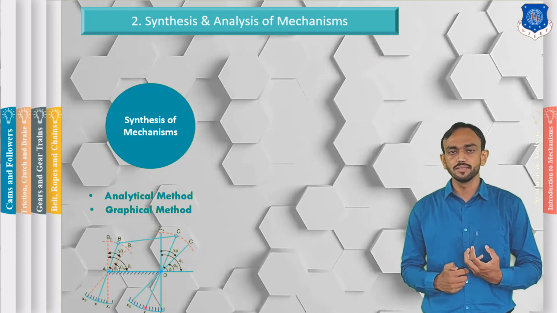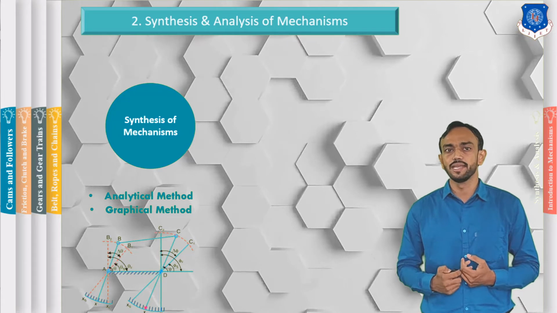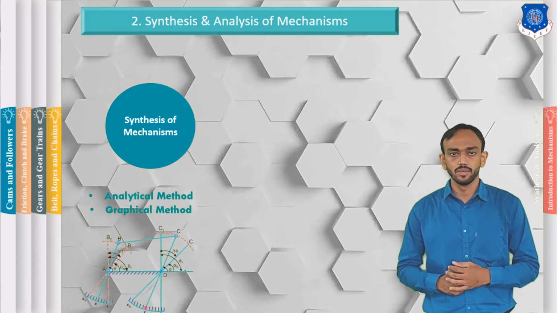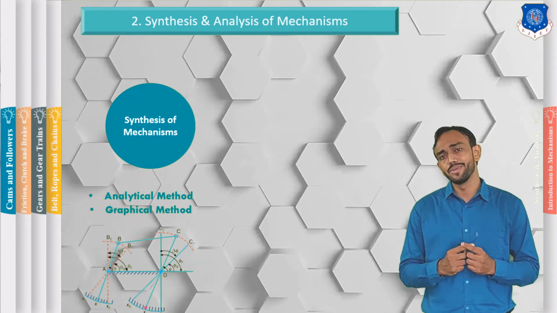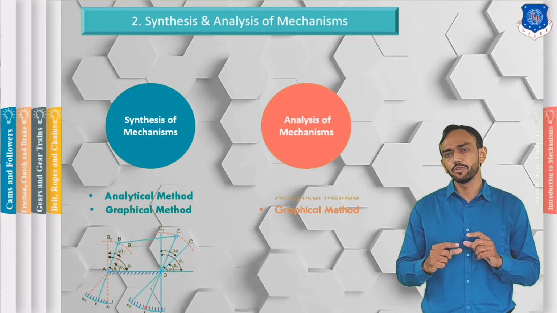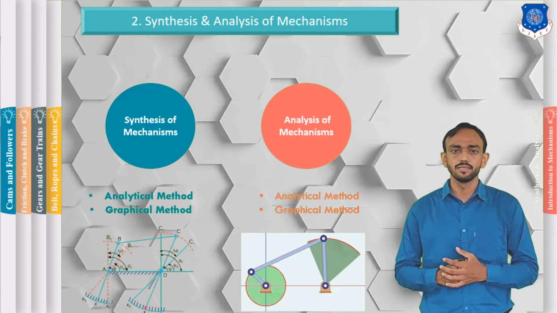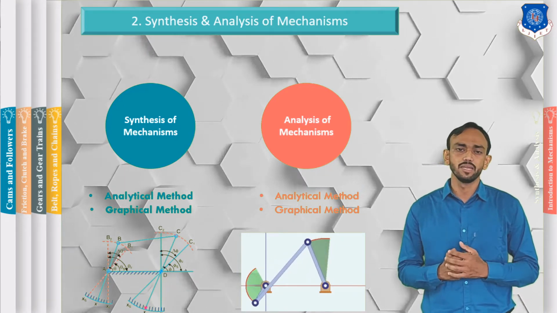So we are going to do synthesis of that mechanism and we will find the dimensions, the length of the links. There are two methods, analytical method and graphical method. And after you find the dimensions of the whole mechanism, then you will do velocity analysis of that mechanism. And in analysis, you will find the velocity, acceleration or displacement at any point in a mechanism.